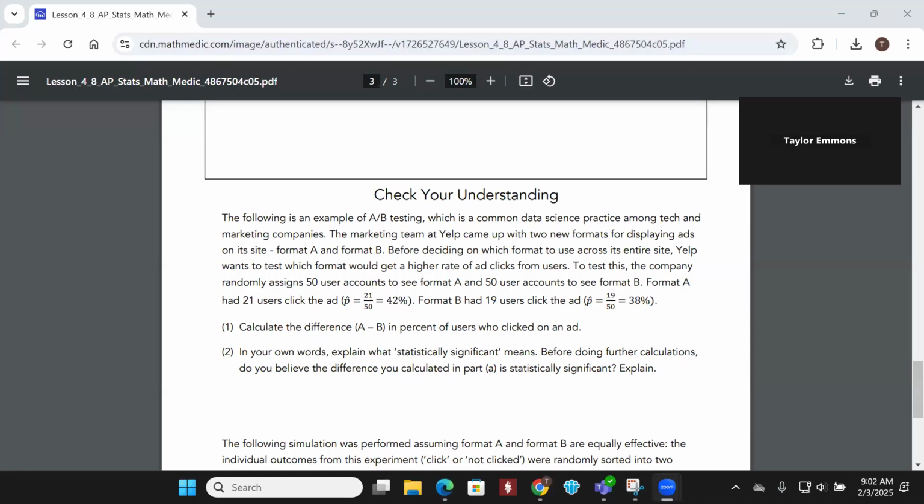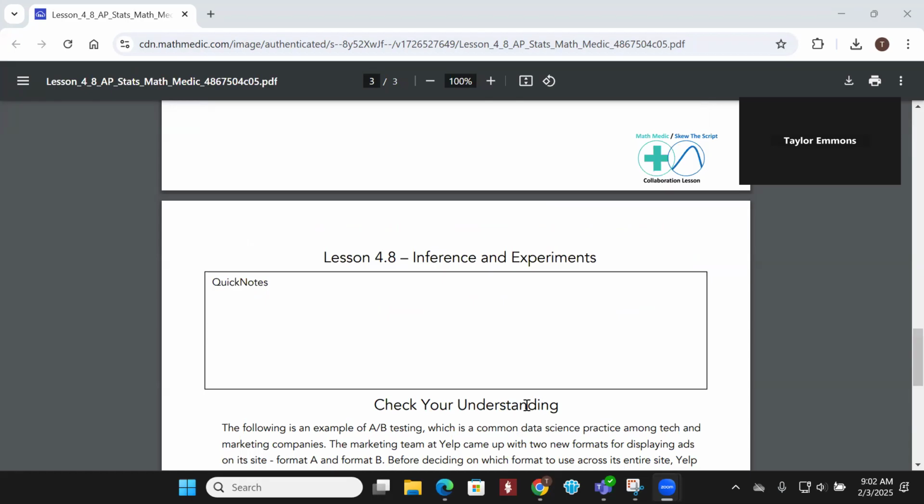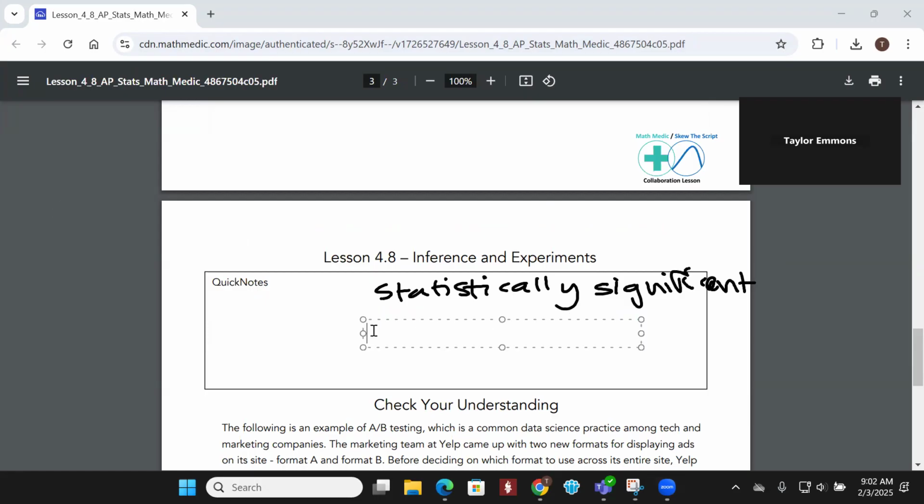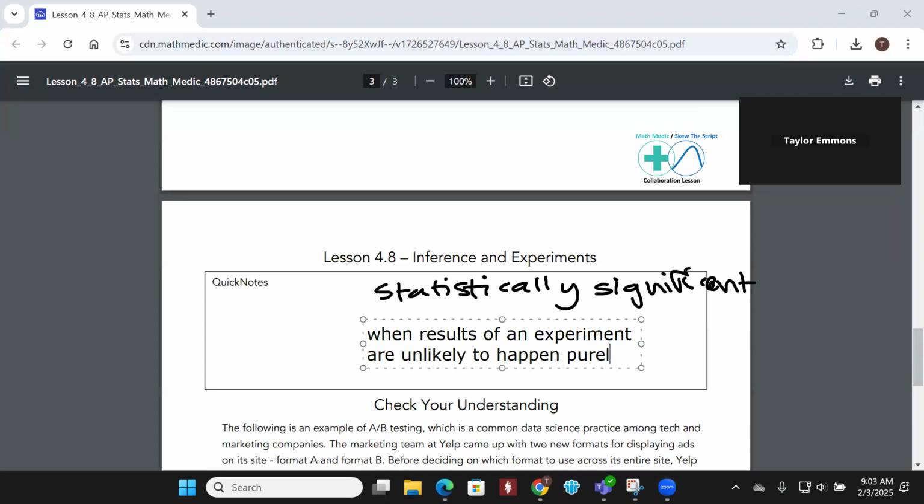Okay, so last week we talked about simulation. We talked about statistically significant. Just a reminder, if you were not here last week, it is statistically significant when results of an experiment are unlikely to happen purely by chance. And we talked about that it was less than 5%, right?